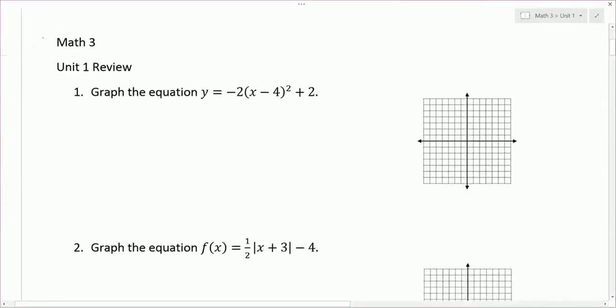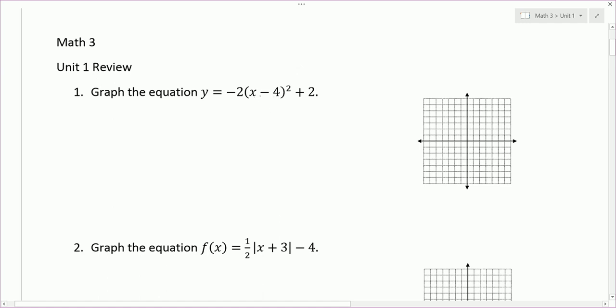All right, this is the Unit 1 review for Math 3. Number 1, we're asked to graph an equation. First, notice that the equation is squared, and so we're going to be graphing a parabola here.